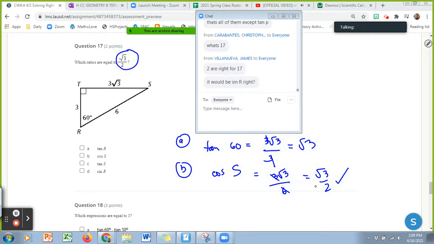Cosine and sine for number 17, according to one of your classmates. He said he got it. So just verify. Chris said cosine and sine. Okay, I'm going to end this video.